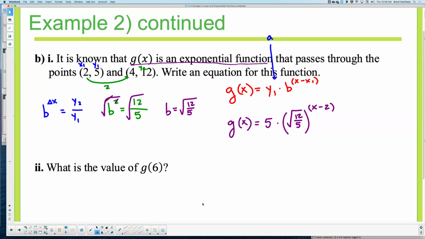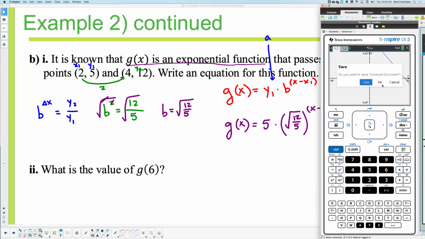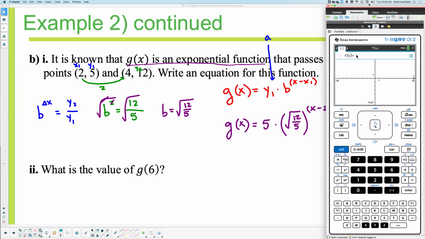Okay, so calculator time. Home screen, new document again. Clear out. We don't need the old stuff. Let's just clear it out so that we can all use the key F1. Where do we type in an equation again? Add a graph. 5 times parentheses square root of the fraction 12/5 and raise that parentheses to the power of x minus 2.